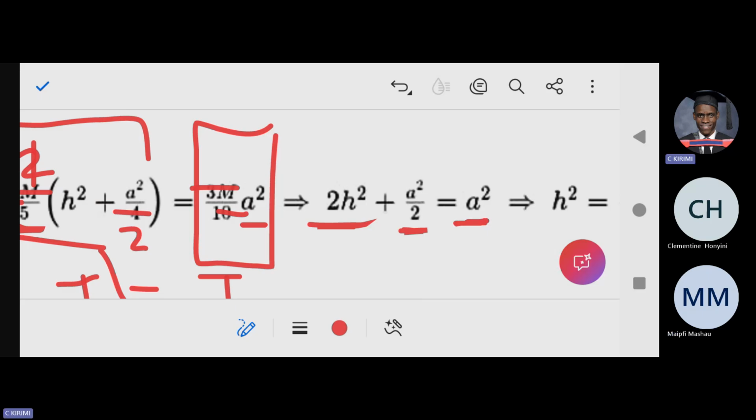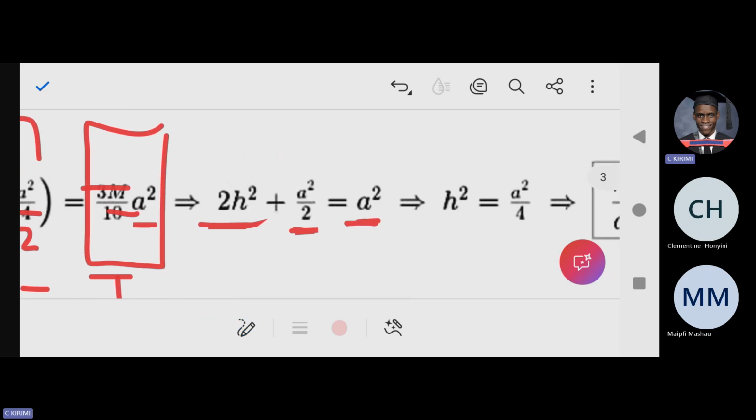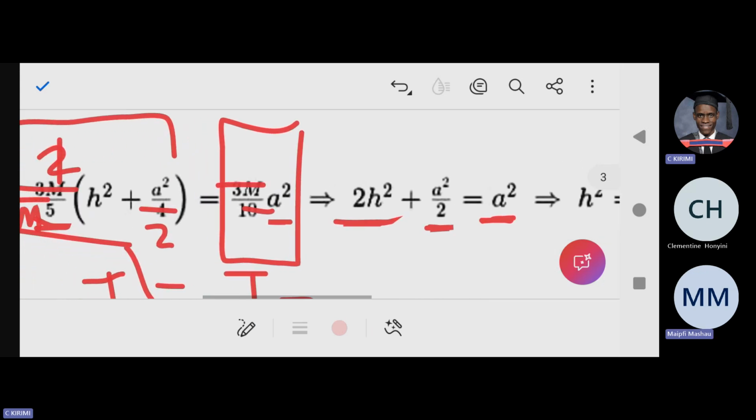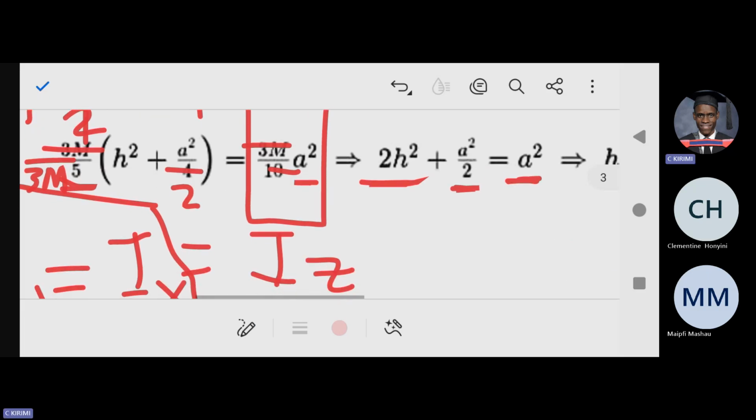Yes. So now, once I have the A squared, what is left for me is to find the relationship between H and A. So from here, we want to know what H is equal to. What are you going to say there? If I'm to ask you, let's solve this one. Which means we are having 2H squared. You write your 2H squared is equal to A squared. Can you see A squared on the right?